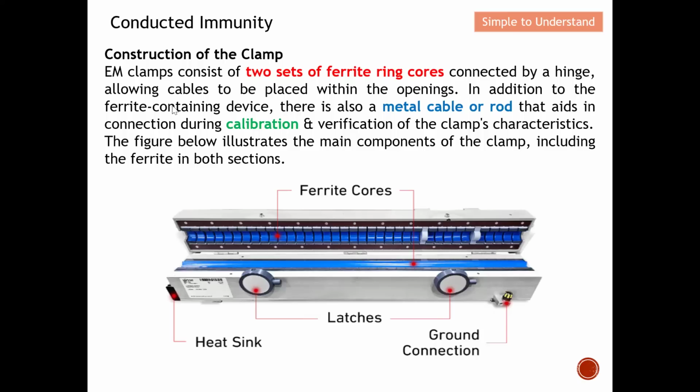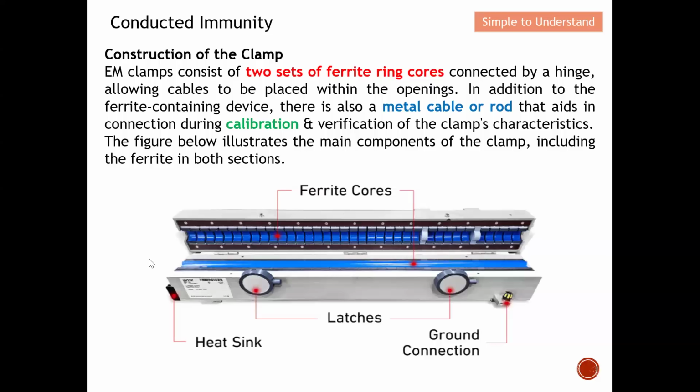In addition to the ferrite containing device, there is also a metal cable or rod that aids in connection during calibration and verification of the clamp characteristics. So basically you have a rod over here. This rod actually simulates your cable, the conductor of the cable, and this will be mainly used just for calibration only.